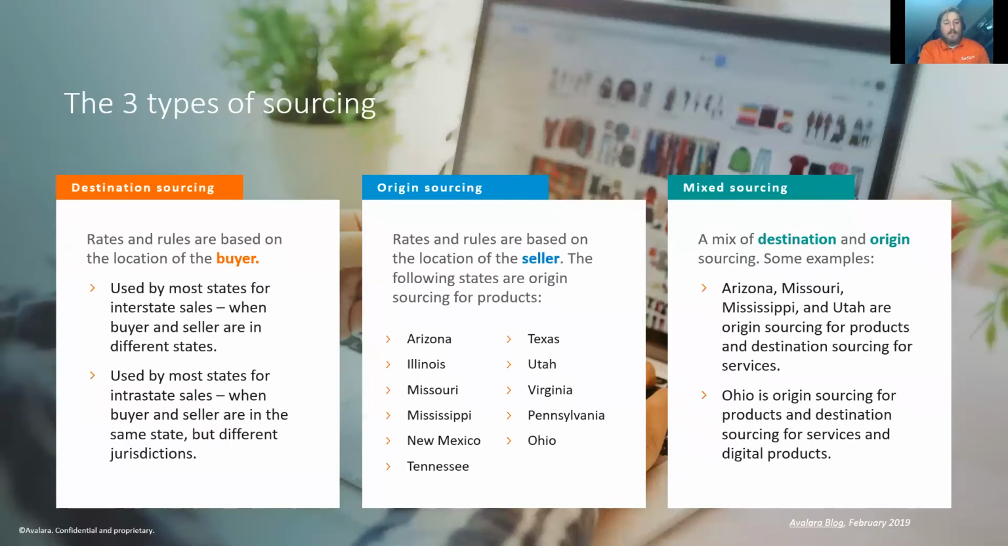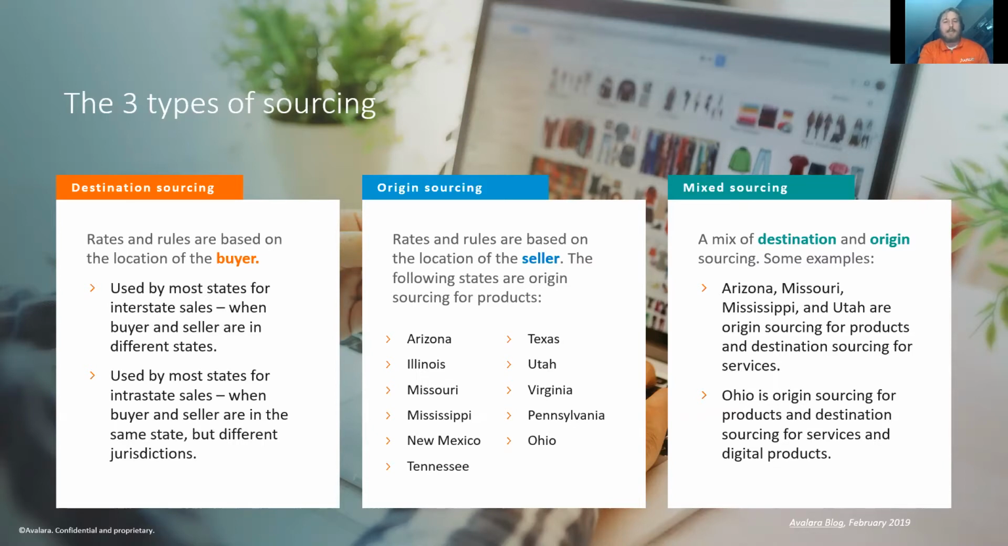Some of these origin sourcing, as you can see here in the middle, this is going to be when the actual sale occurs within the state. So for Arizona, Illinois, Missouri, Mississippi, and so on, if the sale happens within Arizona, you potentially will be using the actual origin-based sourcing. So meaning where it's shipped from, you potentially be using that specific rate or that address as where you should be charging or using that particular sales tax rate.